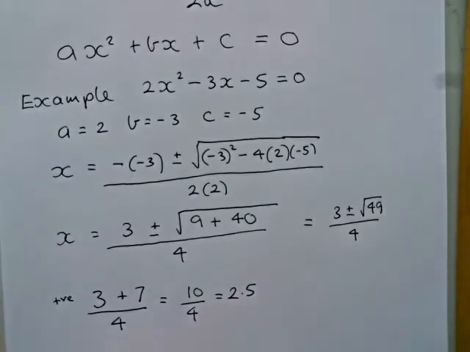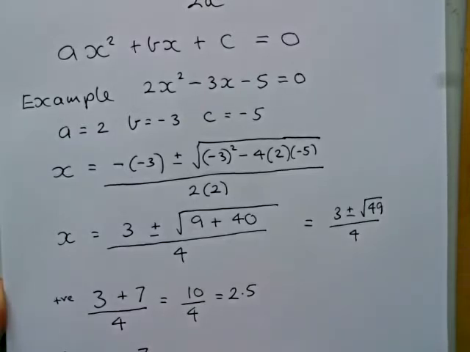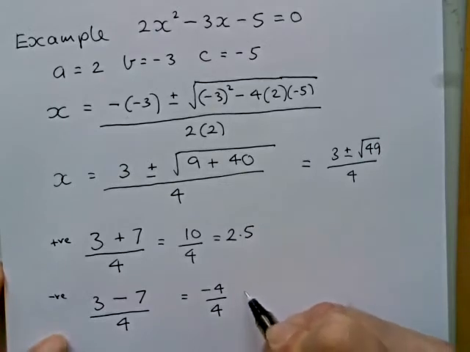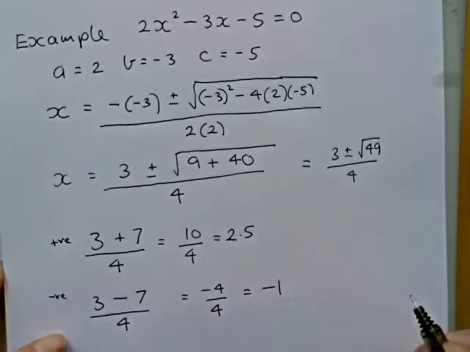Second part of the formula involves us taking the negative square root. So it's 3 minus 7 over 4. So 3 minus 7 is minus 4, and minus 4 divided by 4 is minus 1.